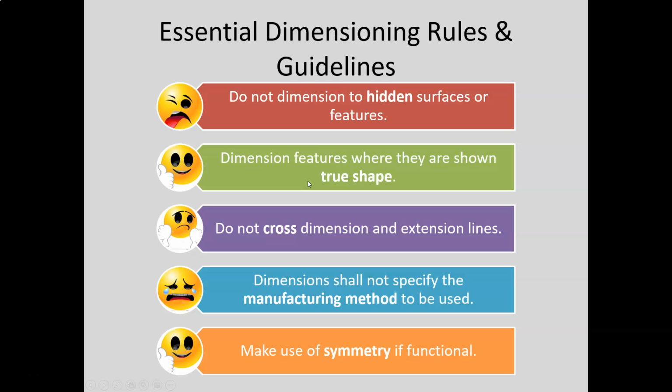Some more essential dimension rules and guidelines. Do not dimension to hidden surfaces or features. That's a big no-no. Dimension features where they are shown in true shape. This is especially important with auxiliary views. Do not cross dimension and extension lines. Understand what dimension lines and extension lines are. Crossing extension lines is unavoidable. Crossing dimension lines and extension lines is avoidable and wrong. Dimensions shall not specify a manufacturing method, and we make use of symmetry if it's functional.